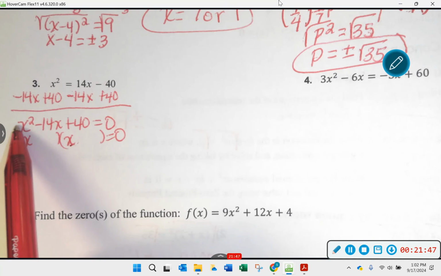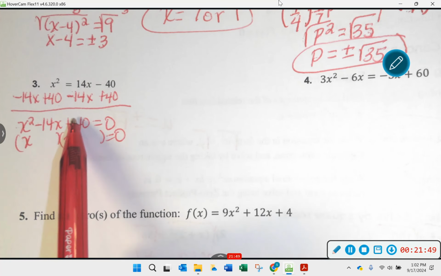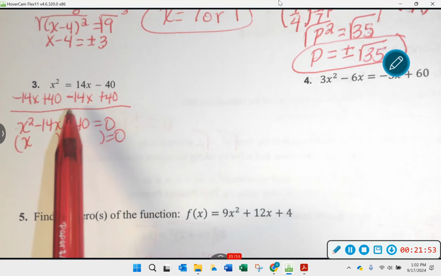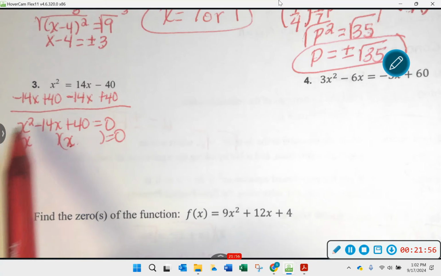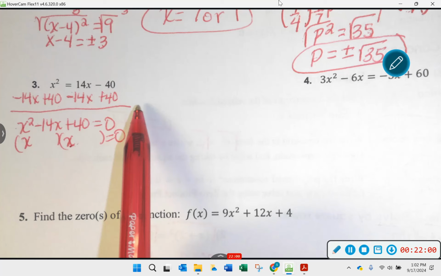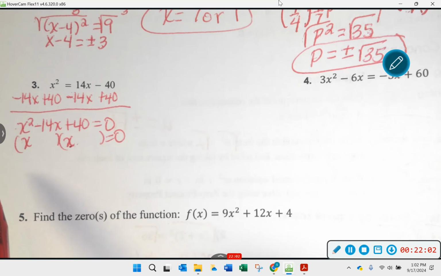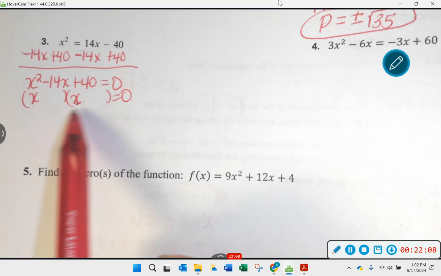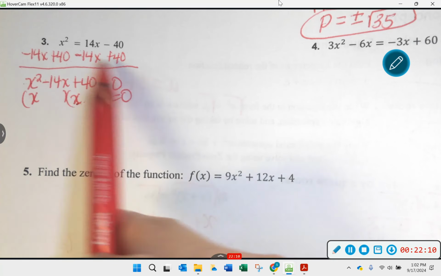Does anyone have negative x squared plus 14x minus 40? Did you take it to the other side? If you did, just multiply through by -1 if you don't want that to be a negative there. Just multiply the whole equation by -1. You're allowed to do that. You can multiply by any number or divide by any number.